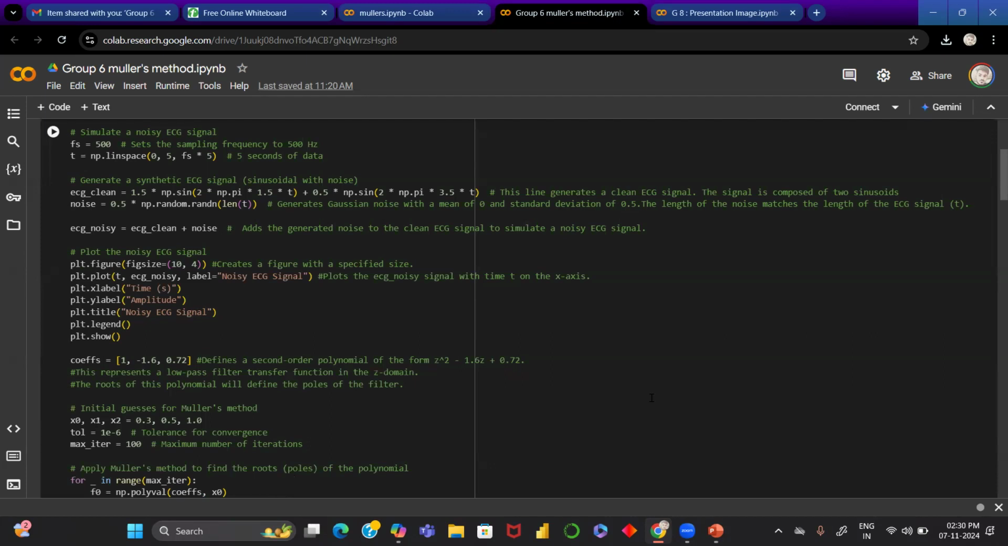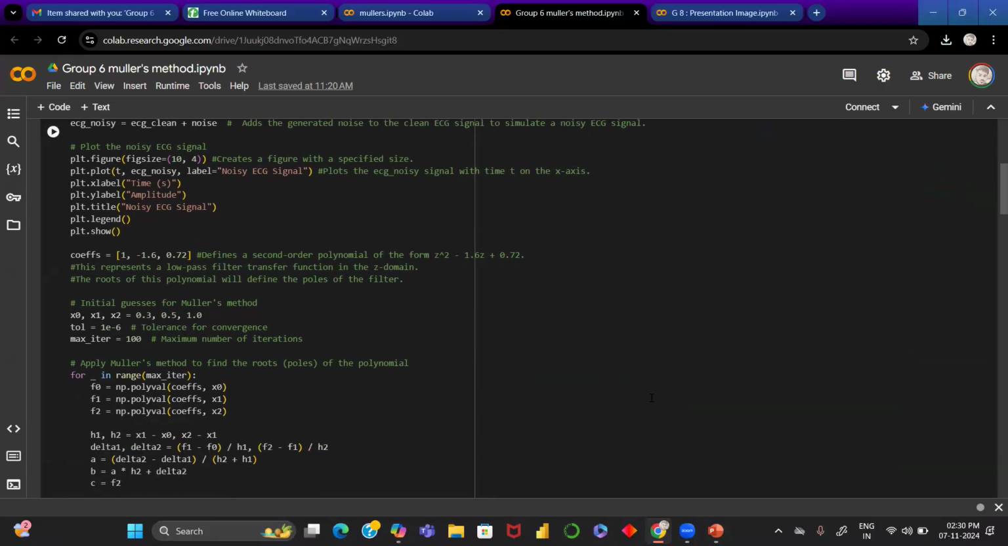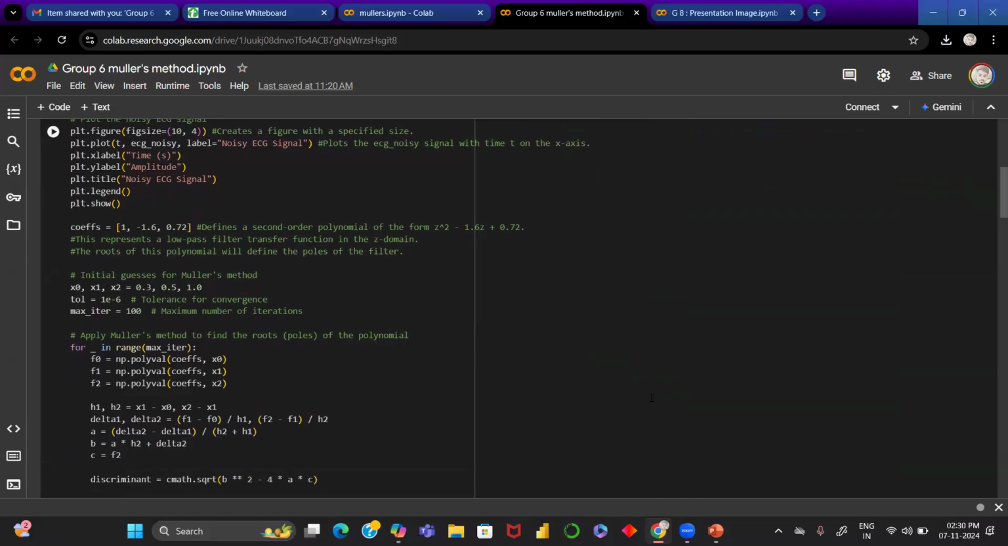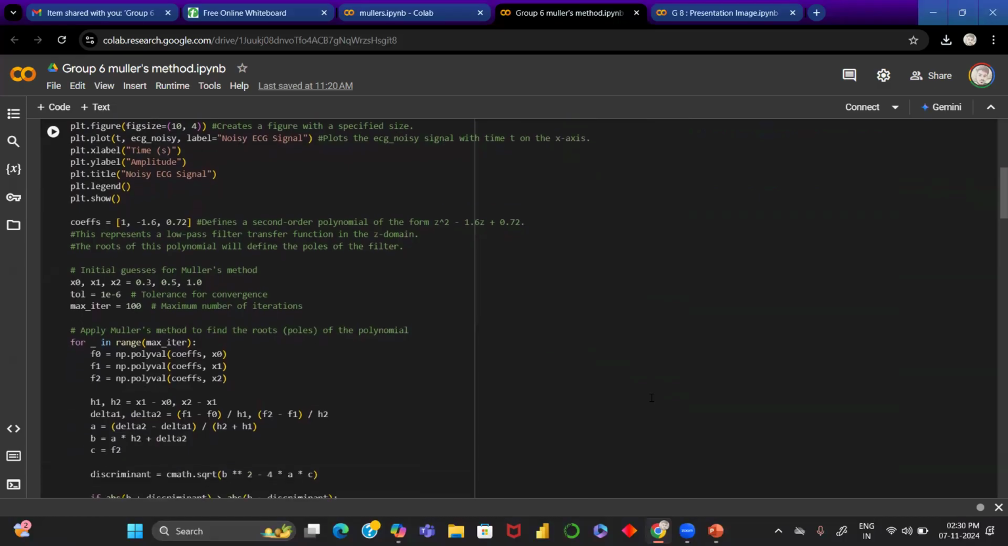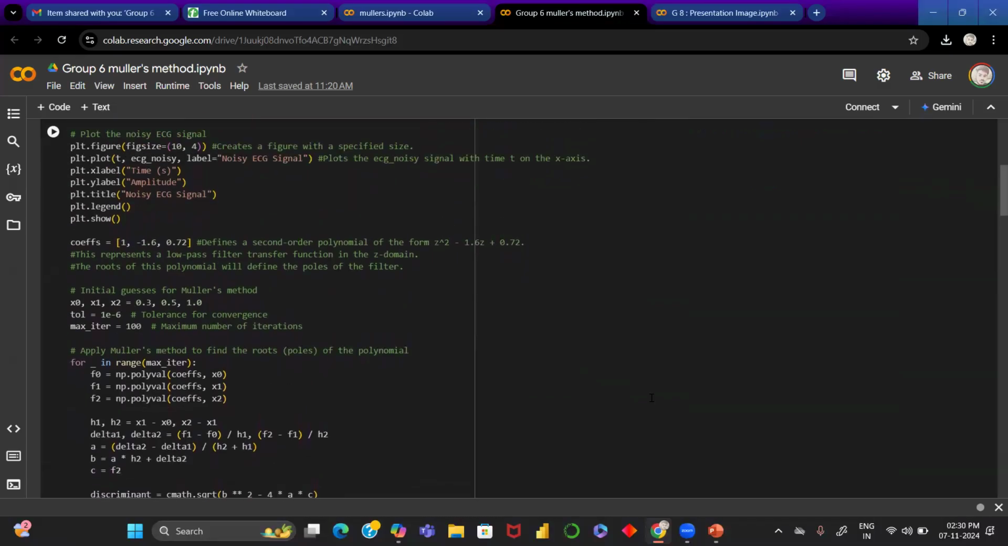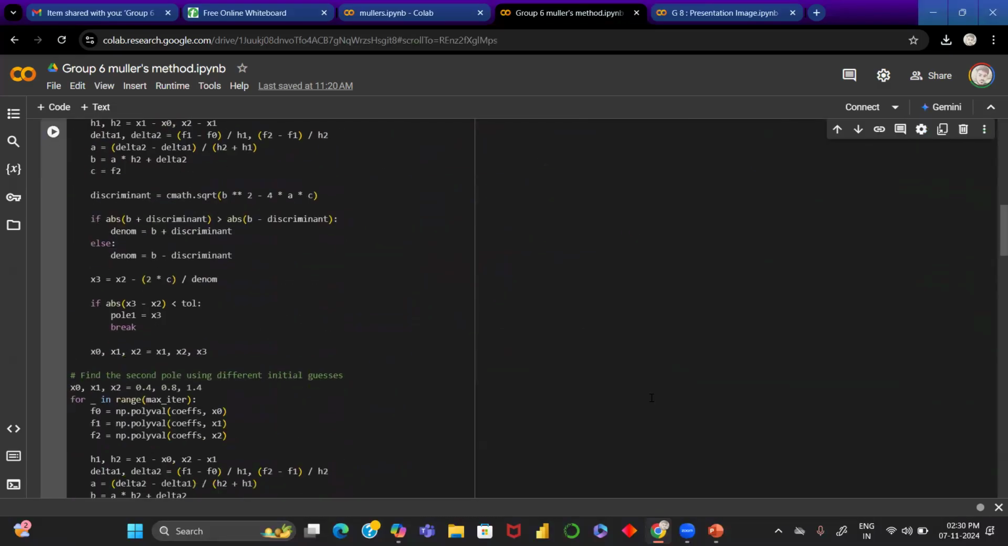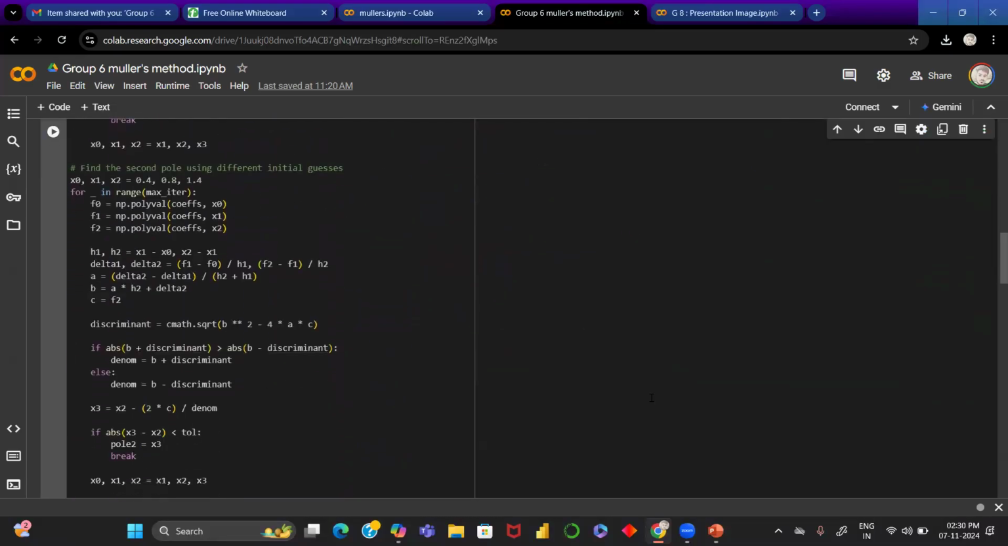Now we plot the noisy ECG signal by using plt dot figure, plt dot plot. We label the x-axis as time and y-axis as amplitude. Then we have to find the poles by using Muller's method, the same code that was explained before. So we find the first pole and second pole using Muller's method.